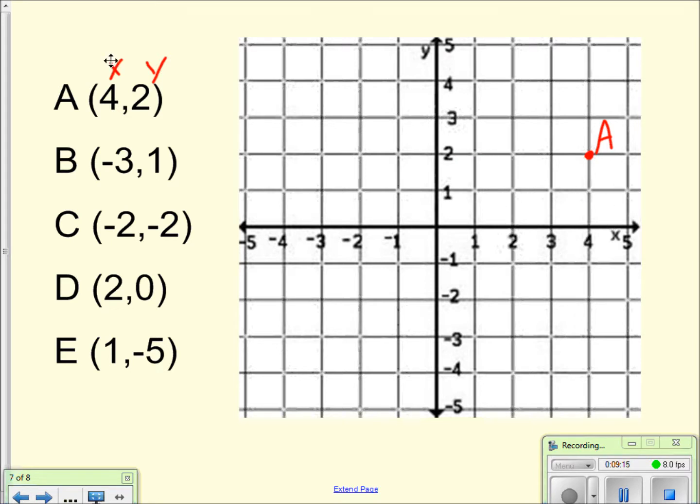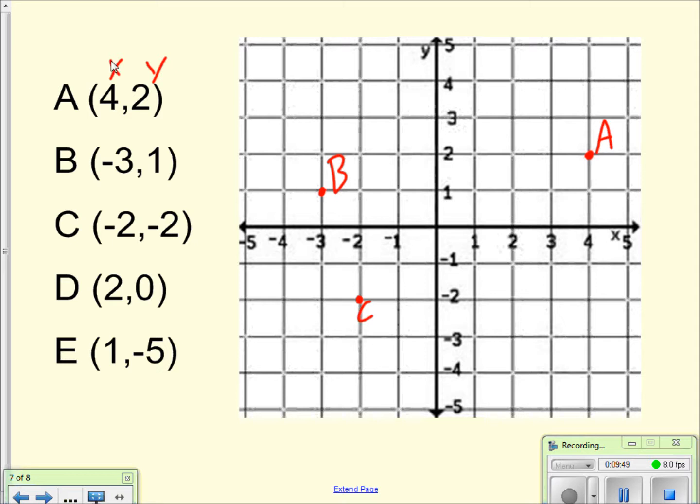Next I'm going to do point B. It's at -3. That's my X. The first one's my X. So I'm going over -3 and then 1. So that'd be a positive, which is up 1. And put my B there. Point C is at -2, -2. So I'm going to go over to -2, left, right. Go to my elevator first, then go down, because that second -2 means go down. And that's going to be point C.